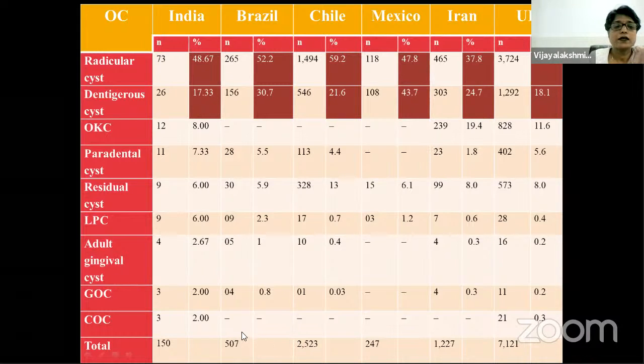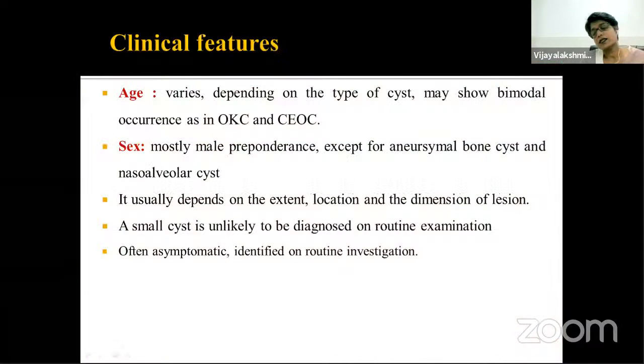But if you look at the scenario, there are very few cases associated with calcifying epithelial odontogenic cyst, or in some places GOC is not seen at all. At some places paradental cysts are not reported. Especially OKC is not reported in countries like Brazil, Chile, Mexico, and Iran, suggesting that there is certain geographical variation existing among these orofacial cysts.